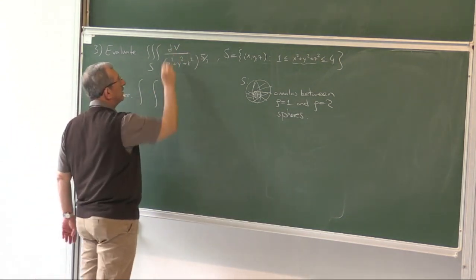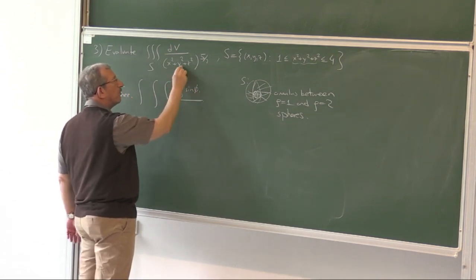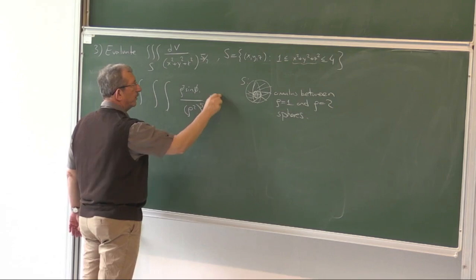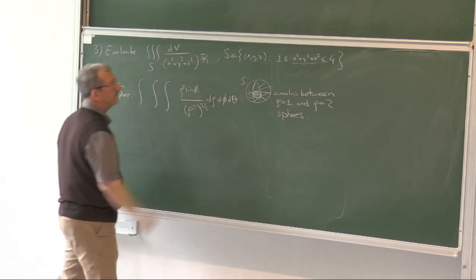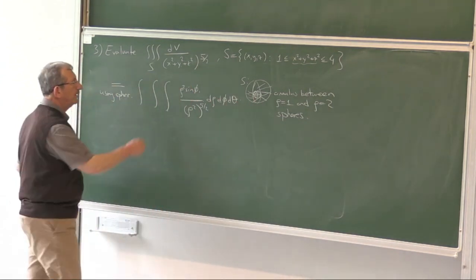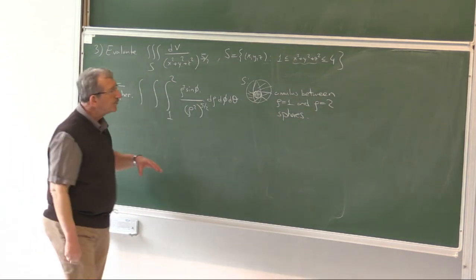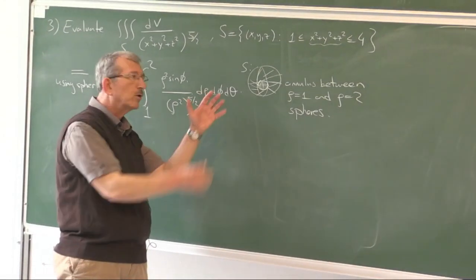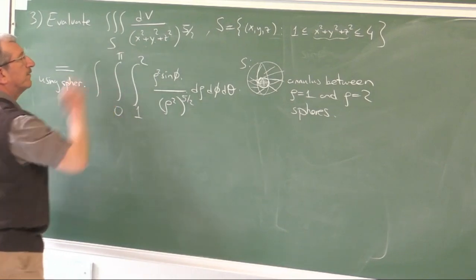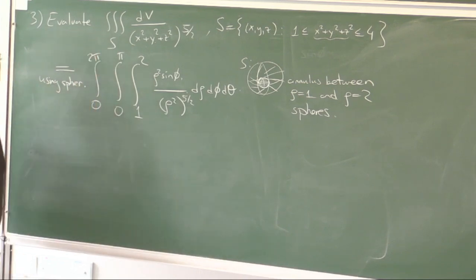Here, of course, we have rho squared sine phi divided by rho squared to the power 5 over 2, d rho d phi d theta. Now, as the figure directly suggests, rho changes between the two spheres, so from 1 to 2. And phi, well, we have spheres after all, going up to the very bottom part. So we go the whole distance from 0 to pi, and we have a rotated figure around the z-axis.